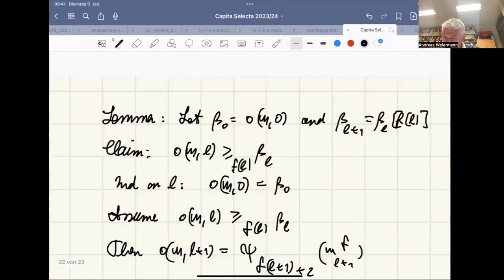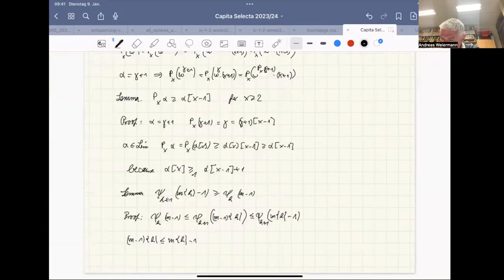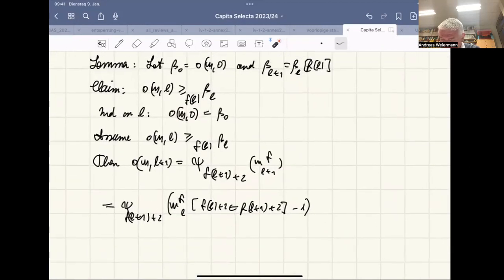Now I use my lemma from before, namely this one here. So we replace this one by minus 1, and then we get rid of the base change. Okay, we do so. So if 1 plus f of L is equal to f of L plus 1, we can use the lemma and obtain that it is at least as big as psi f of L plus 2 mfl minus 1.